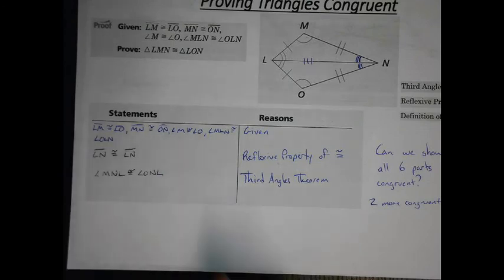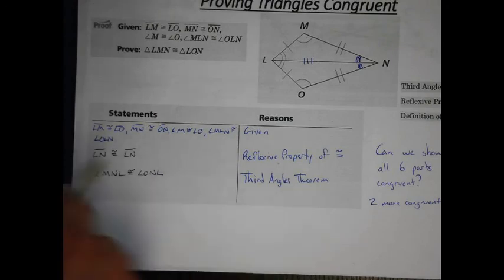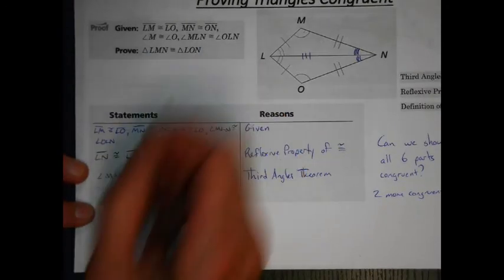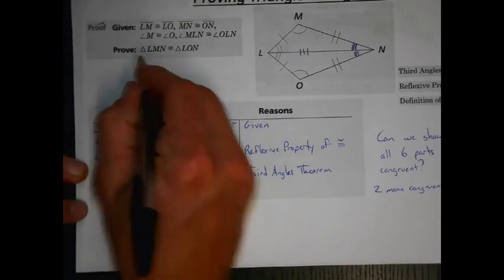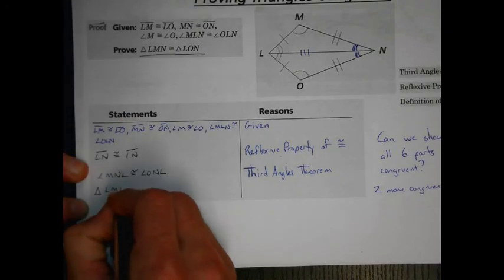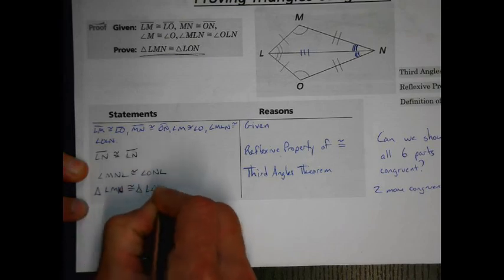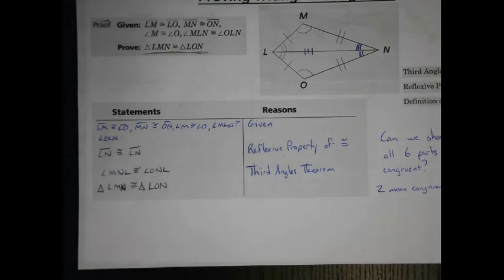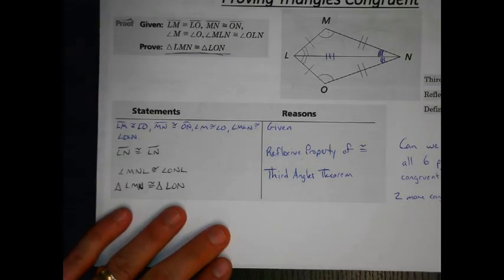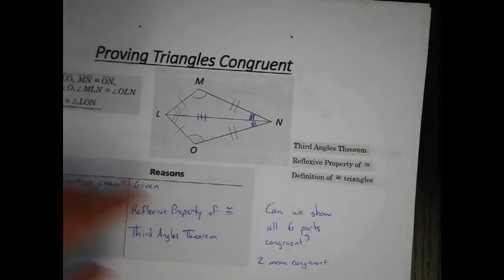So what can we do? Well, we're done is basically it. Now we can say the proof. Right? Triangle LMN is congruent to triangle LON. Now we have done, right? We're done. Now what's going to be the statement we use to justify that? The reason? Definition of congruent triangles.